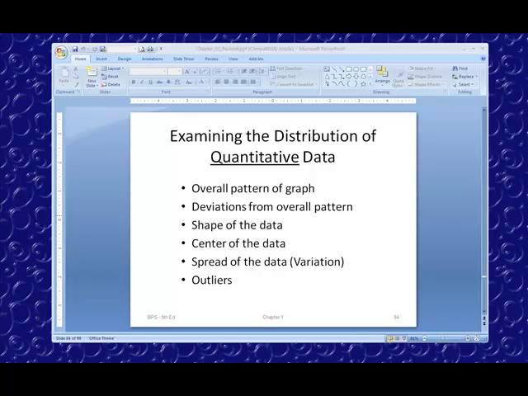Now we're going to finish up our Chapter 1 with examining the distributions of quantitative data. We're going to look at the patterns from graphs, deviations from the patterns, and we're going to look at the shape, the center of data, and the spread. And then we're also going to see what we mean by things called outliers.